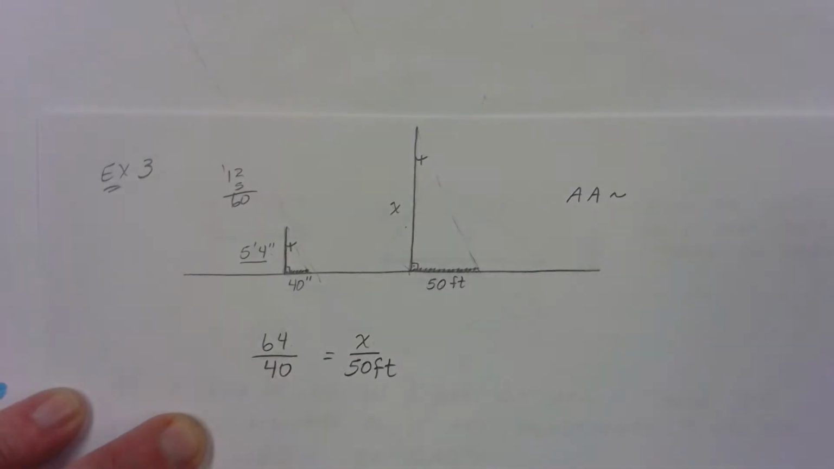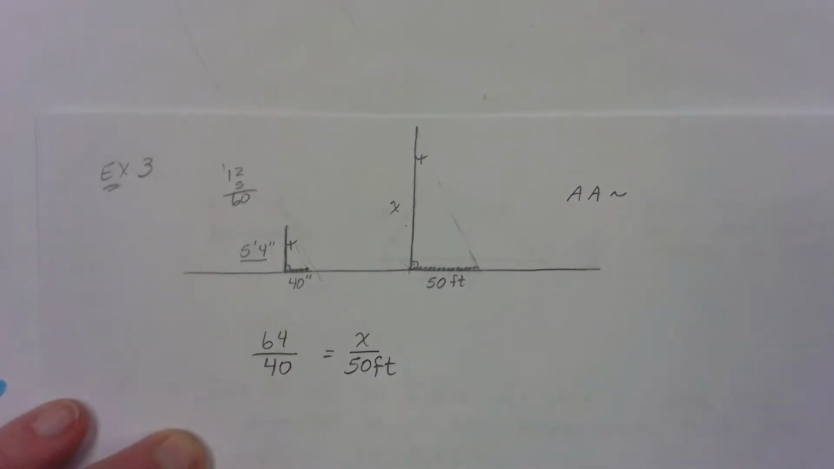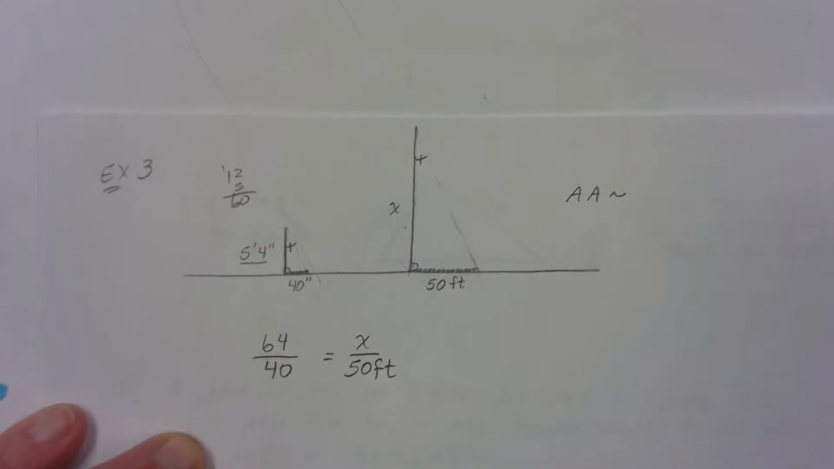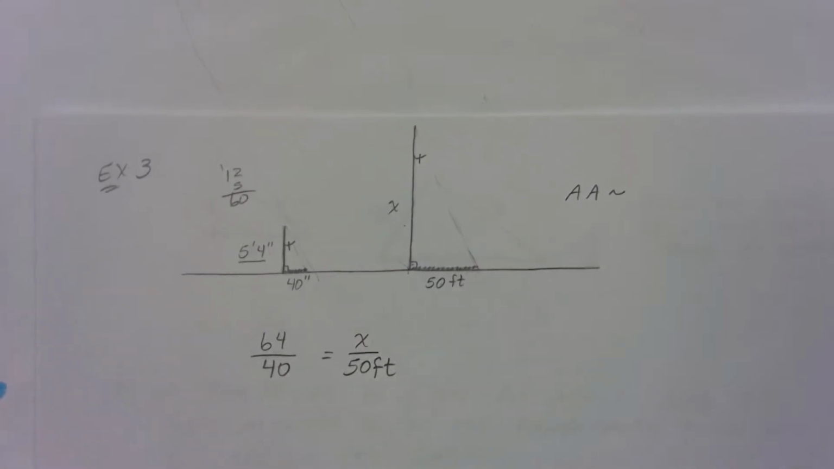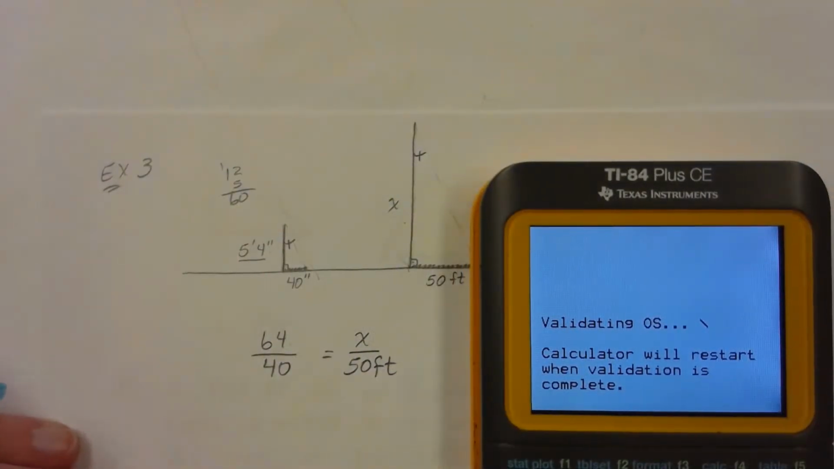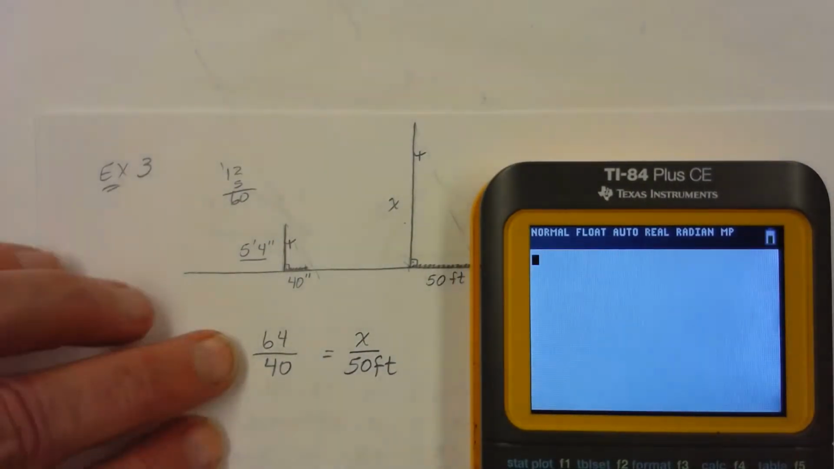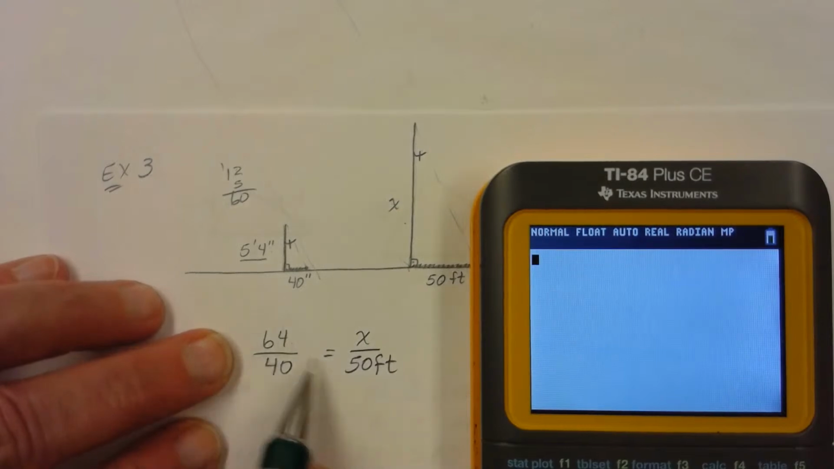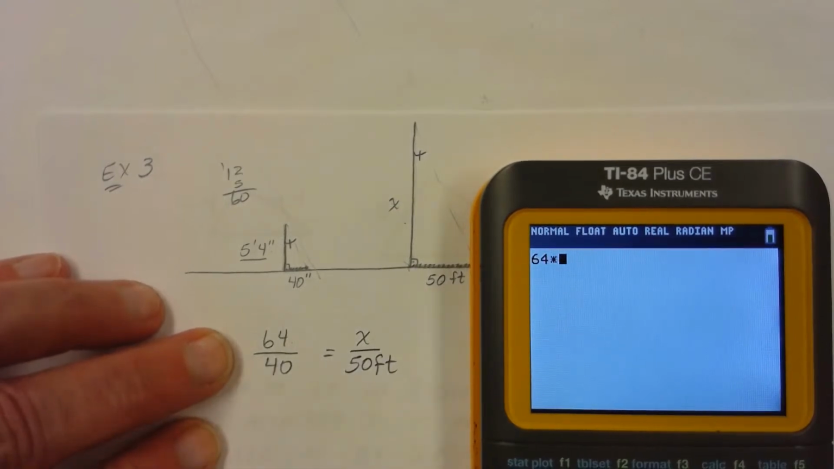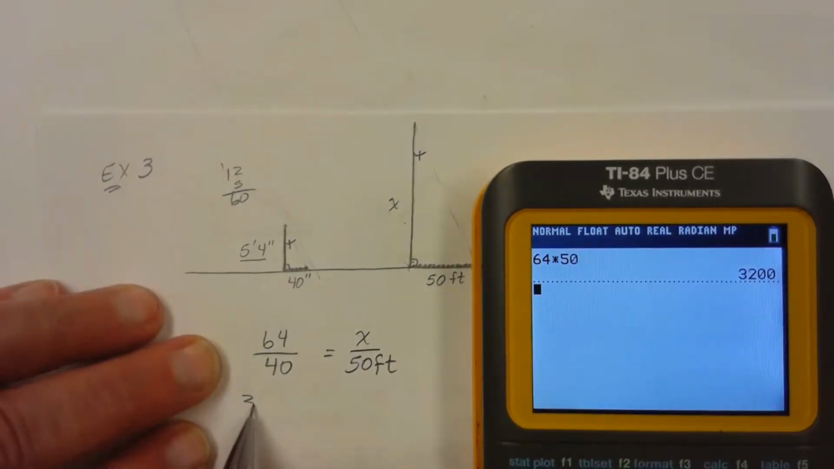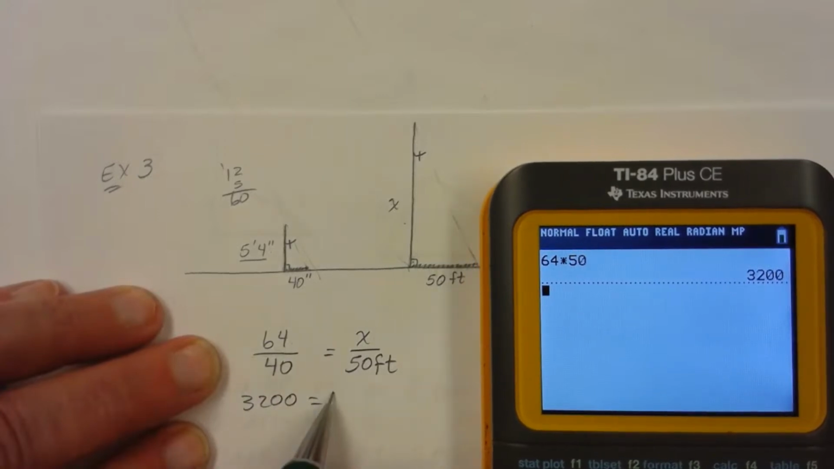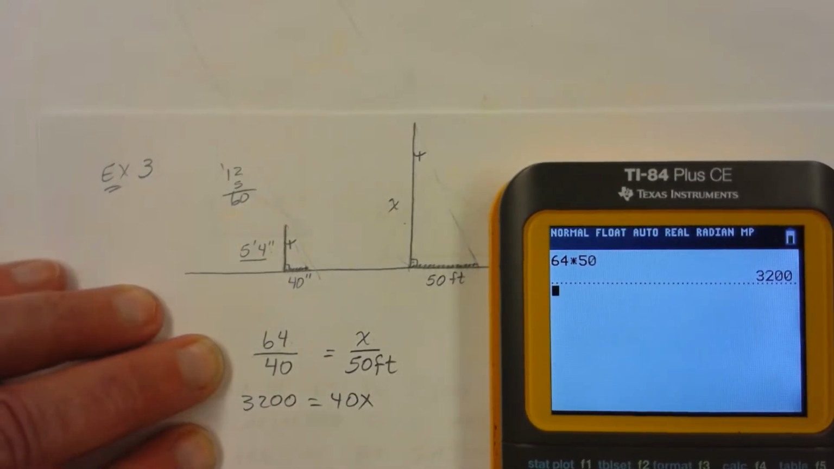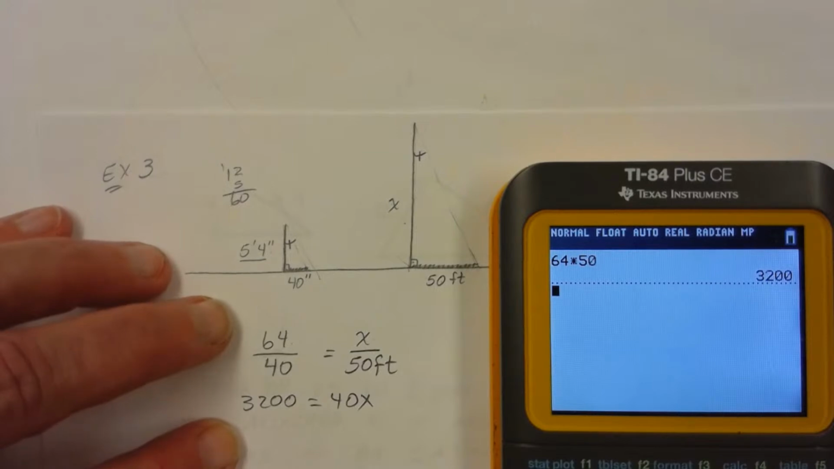But once you get that done, you can cross multiply. Now I could reduce that fraction on the left. I don't think I want to. I'm just going to grab my calculator and use the big numbers because it doesn't care. So hang on, we're validating here. Okay, so to cross multiply, I would say 64 times 50. That's 3,200 equals 40x. And so I take 3,200 and divide it by 40, and I get 80.